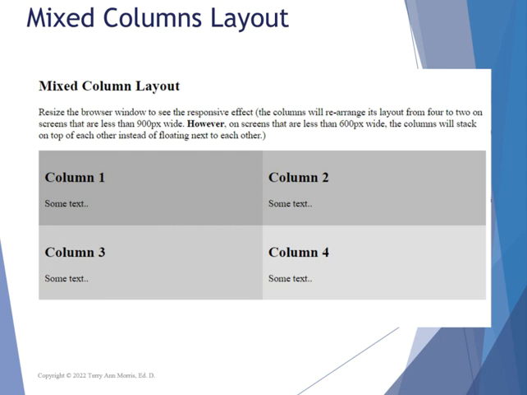In this example, we will create a 4-column layout that will transform to 2 columns on screens that are less than 900 pixels wide. However, on screens that are less than 600 pixels wide, the columns will stack on top of each other instead of floating next to each other. Let's jump to the code and explore some mixed column layouts.